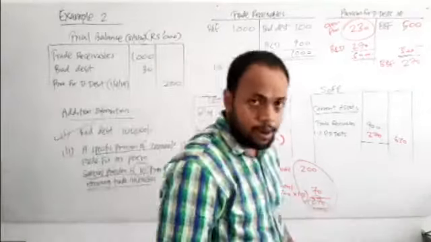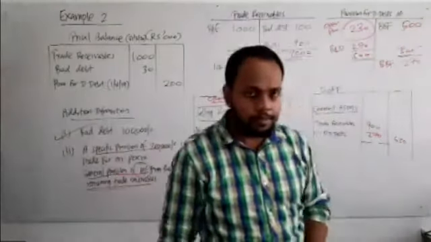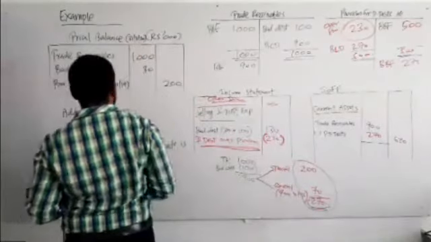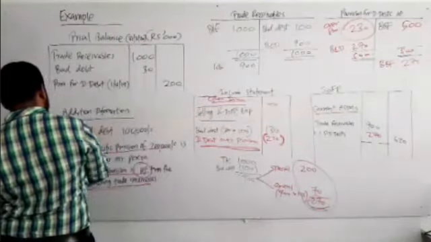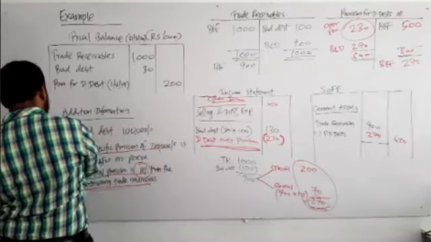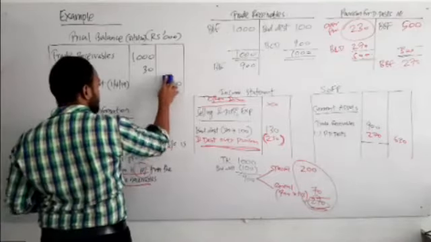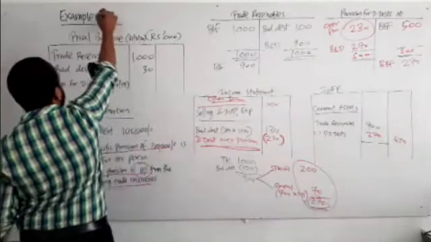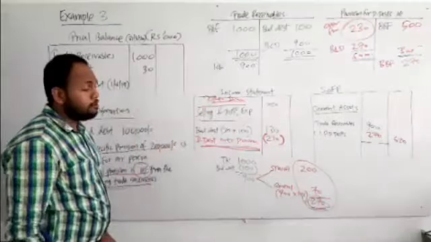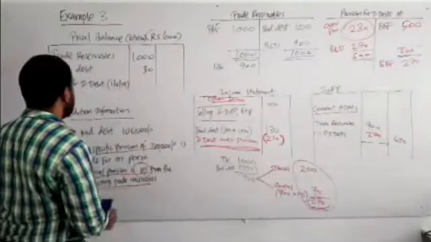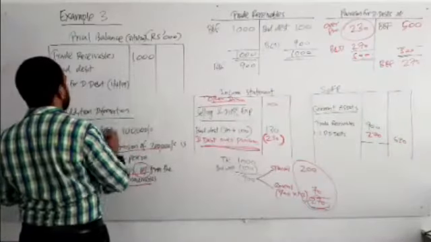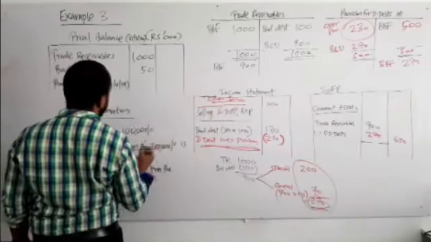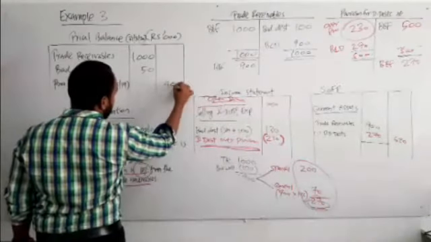So let's do one last question on this. Example 3. One last question on this. Trade receivables 1 million, bad debt 50, provision for doubtful debt is 400.